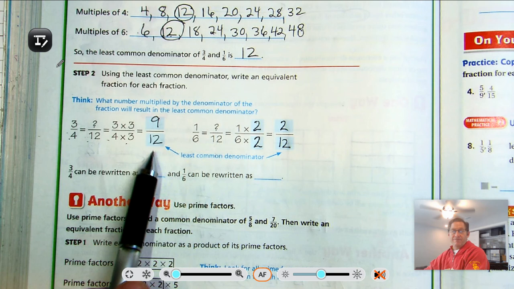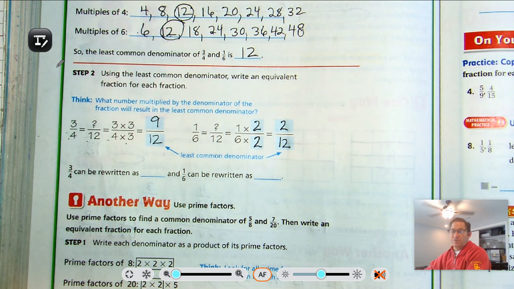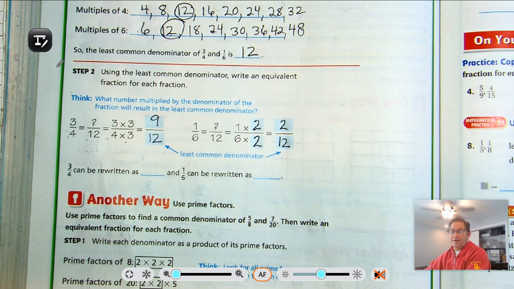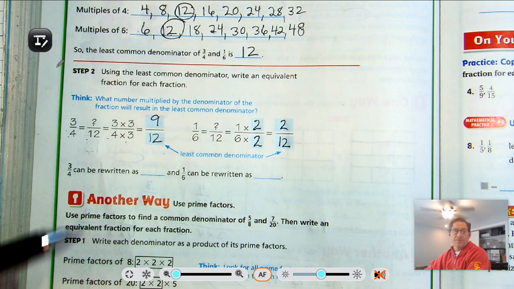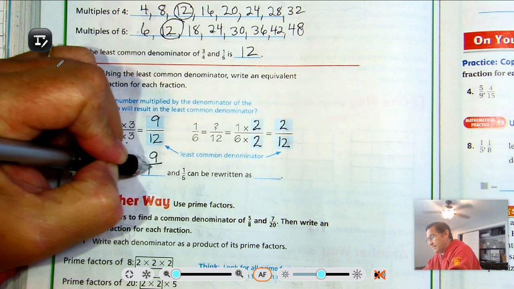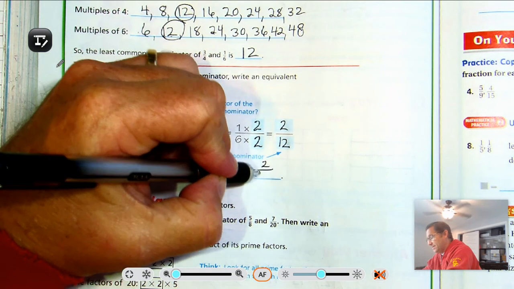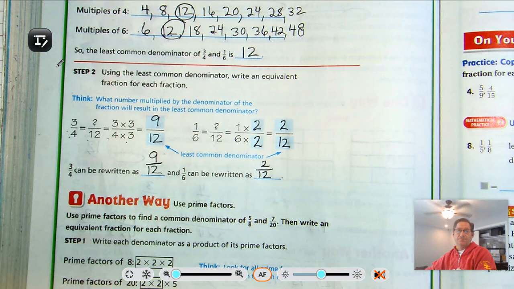So now you notice that we have common denominators. Well, now if we were asked to add them or subtract them, we could just add them because we found common denominators. So 3/4 can really be written as 9/12, and 1/6 can be written as 2/12.